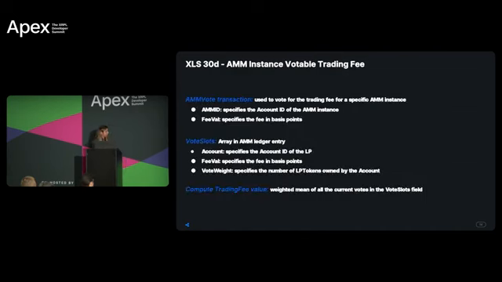All right, so the next feature, AMM instance votable trading fee. As I mentioned, we allow for the trading fee to be votable by the LP token holders. To this end, we introduce a new transaction, that is the AMM vote transaction. So any account that holds the corresponding LP tokens can vote for the trading fee. They have to specify the AMM ID that specifies the account ID of the AMM instance that they want to cast the vote for. And the fee value specifies the trading fee value that they want to cast the vote for.